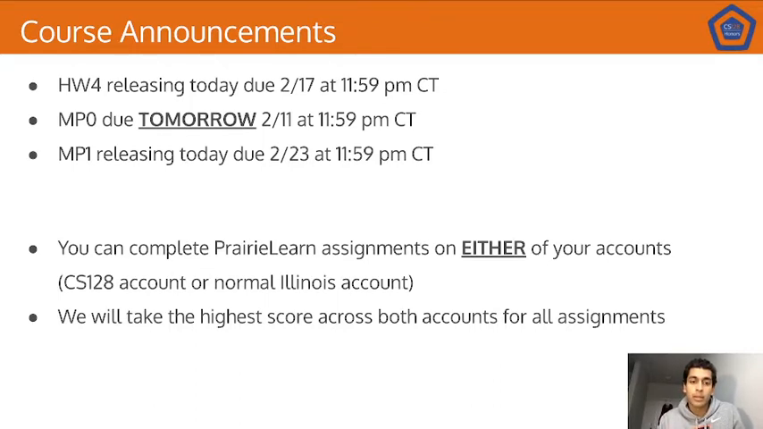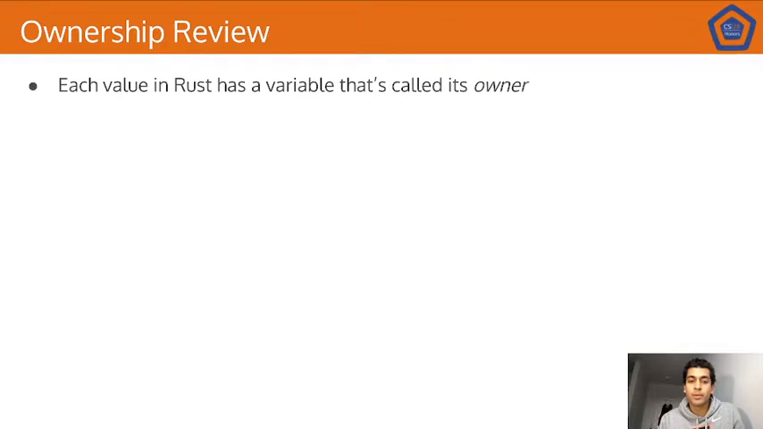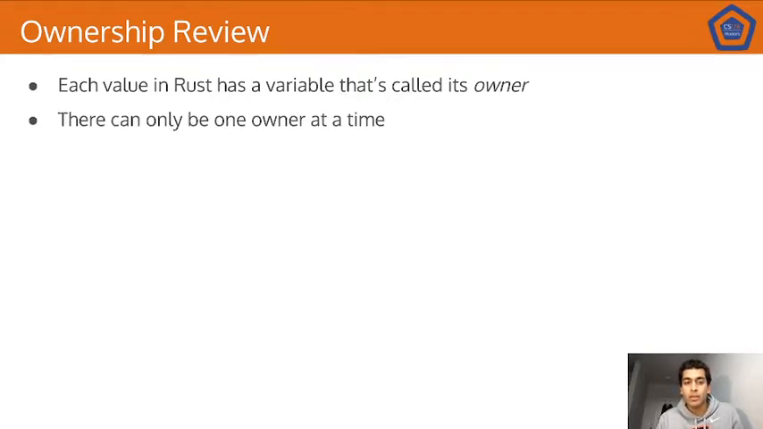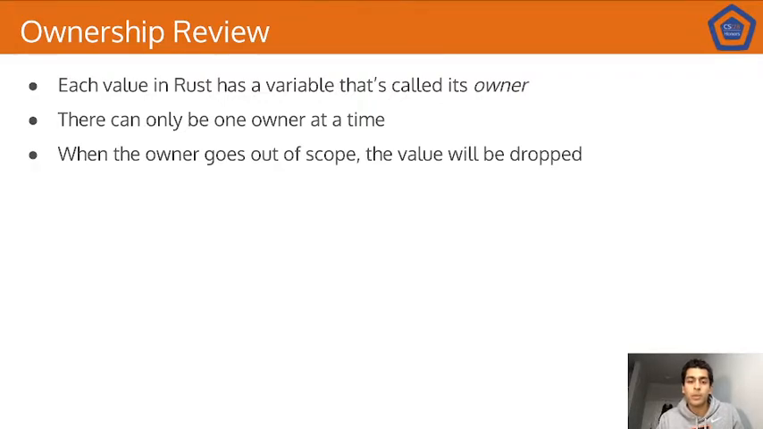All right, without further ado, let's get into borrowing and ownership. So with Eustace, you reviewed the three rules of ownership. Each value in Rust has a variable that's called its owner, and there can only be one owner of some piece of data at a time. And so when the owner goes out of scope, that value will be dropped. So let's take a look at what this looks like.